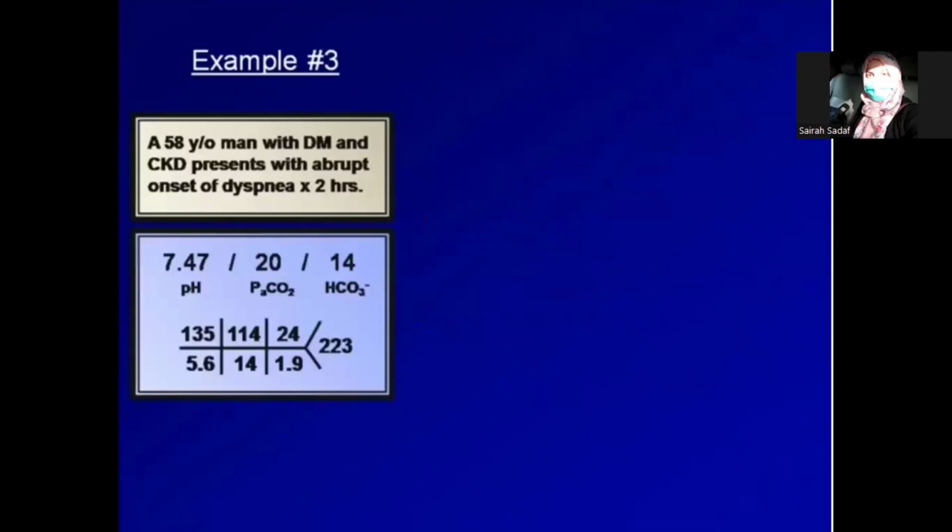Let's go to the third example. Now we have a 58 years old man with diabetes and CKD, and he presents with abrupt onset dyspnea in 2 hours. Now these are the values. Now you have to see. pH is 7.47. What does that show?